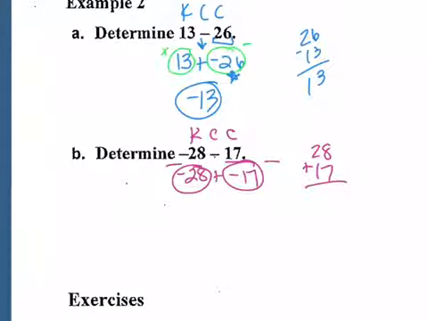So 28 plus 17, I've got 2, 3, 4, 45. So same sign, add, and keep the sign. So negative 45.